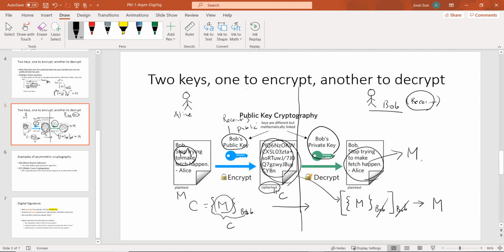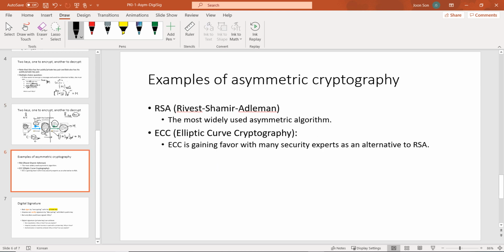Okay, so next, examples of asymmetric encryption algorithms. The well-known algorithm is obviously RSA. It's Rivest, Shamir, and Adleman. Rivest and Shamir are mathematicians, and Adleman is a computer scientist. The three of them were at MIT in the 1970s, and for the first time, they created the asymmetric encryption called RSA.